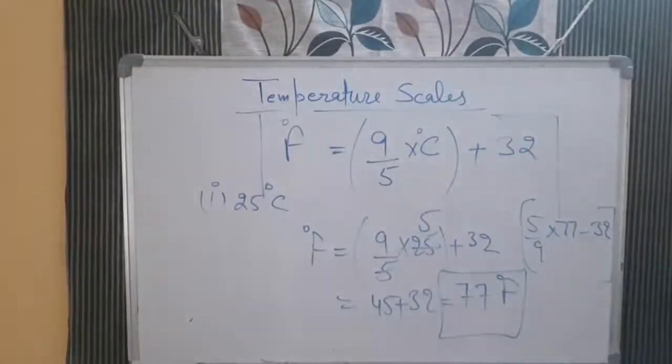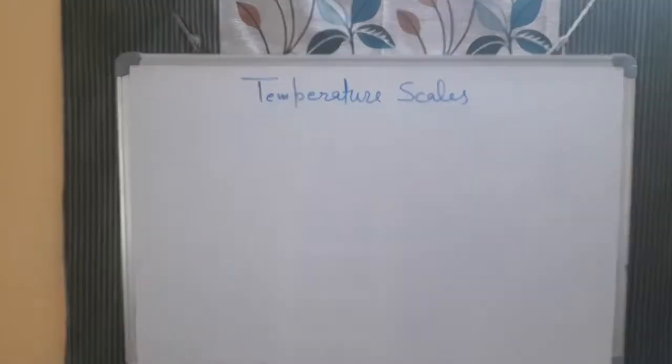Now the third scale is the Kelvin scale. One more example to convert degrees Celsius into Fahrenheit and Fahrenheit into degrees Celsius.